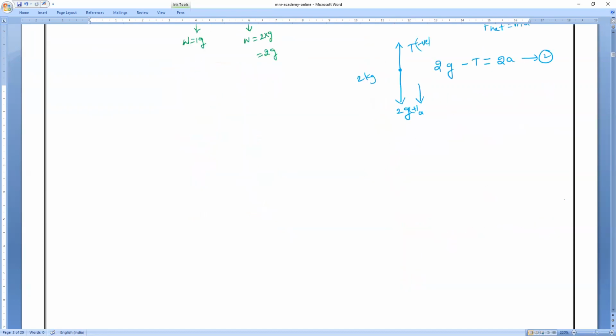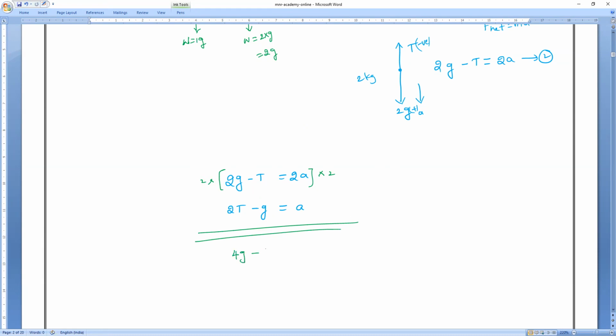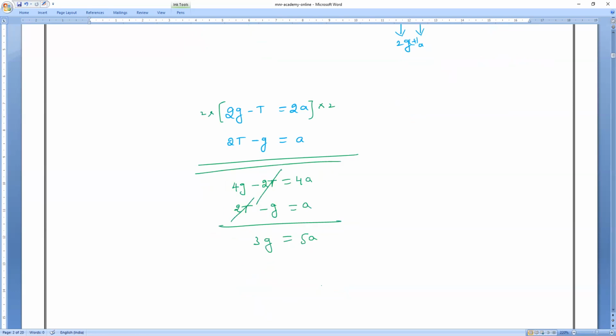Okay, so just add both equations. What are the both equations, everyone? One is 2g minus T is equal to 2a. The second equation is 2T minus g is equal to a. Have you noticed it? T will never get cancelled, am I right or wrong? So I will multiply the whole equation by what? 2. The equations will change to 4g minus 2T is equal to 4a, and the second equation, 2T minus g is equal to a. So 2T and 2T will get cancelled. 4g minus g, which is 3g, is equal to 4a plus a, 5a. So from that, a is equal to what? Everybody.